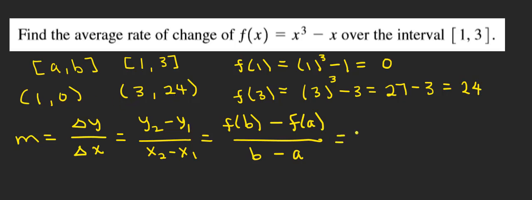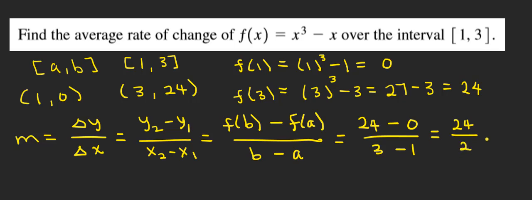So let's plug it in. 24 minus 0 over 3 minus 1, which is 24 over 2, which is going to be 12. So the average rate of change of f of x over the interval 1 comma 3 will be 12. Again, when you see the words average rate of change, think about the word slope.